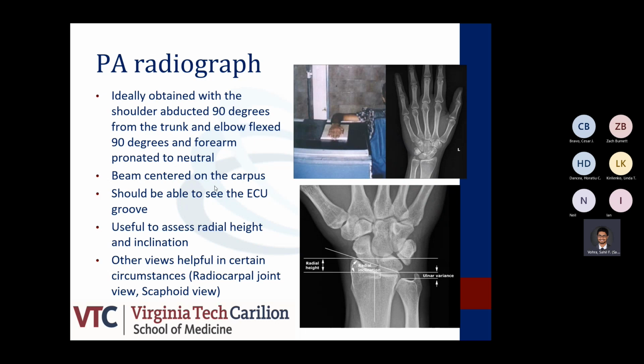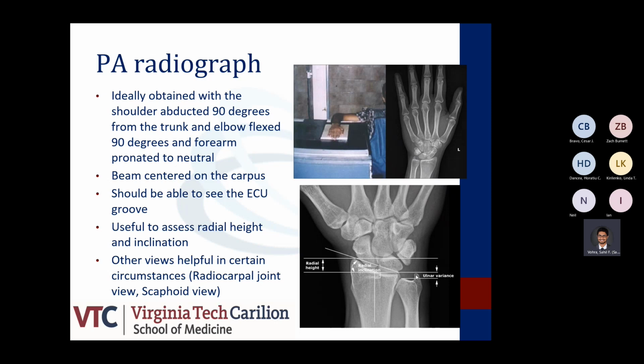On a good PA radiograph, you should be able to see the ECU groove, which you can in this radiograph down here. So you should be able to see that structure as it comes across, and it should be just kind of radial or at the ulnar styloid. So in this view, it's useful to assess your radial height and your radial inclination. Other views can be helpful in certain circumstances.